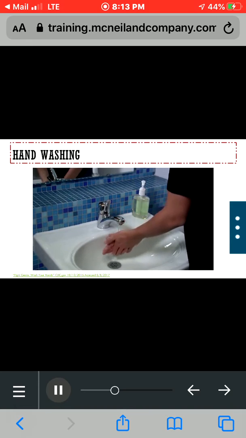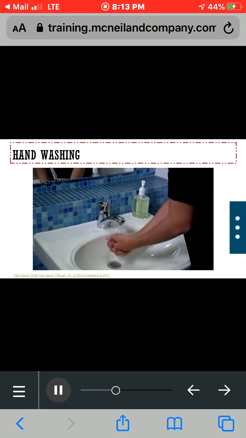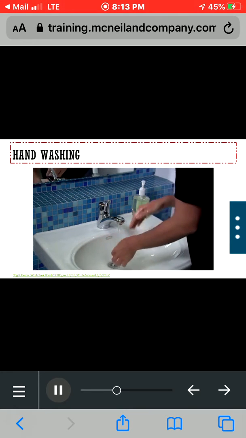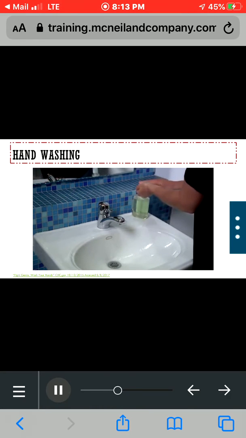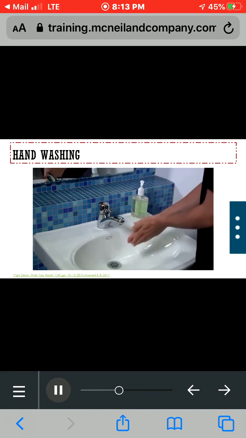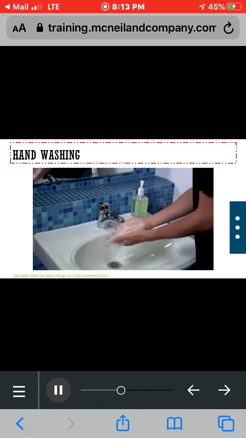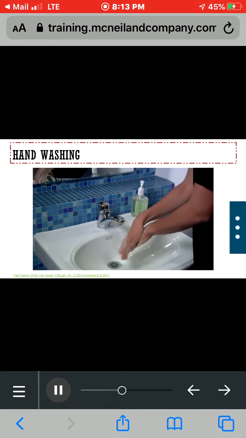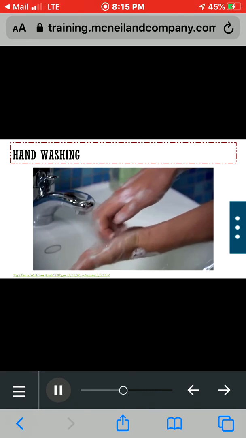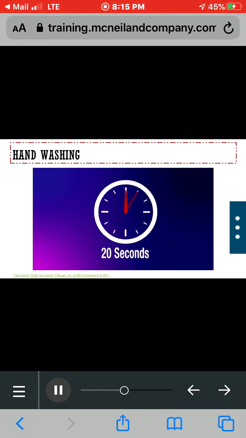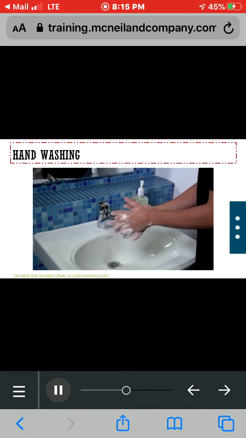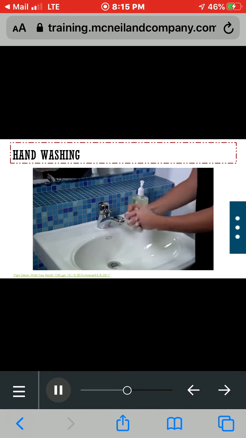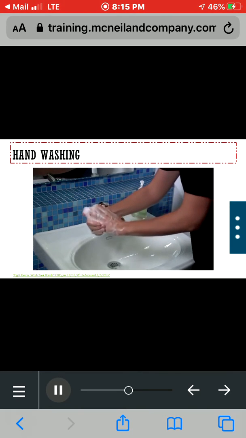First, wet your hands with clean running water, turn off the tap, and apply soap. Then, lather your hands by rubbing them together with the soap. Be sure to lather the backs of your hands, between your fingers, and under your nails. Scrub your hands for at least 20 seconds. If you don't have a clock nearby, keep scrubbing until you've sung the happy birthday song twice.